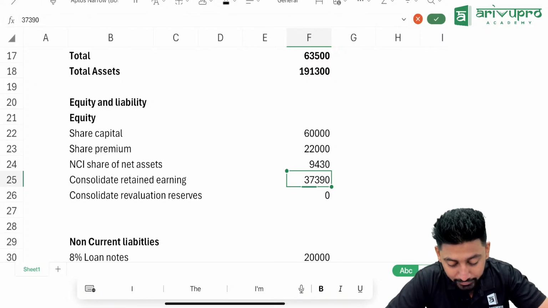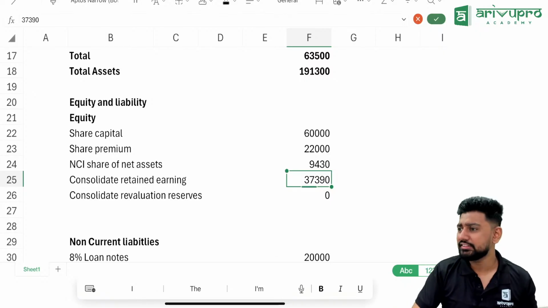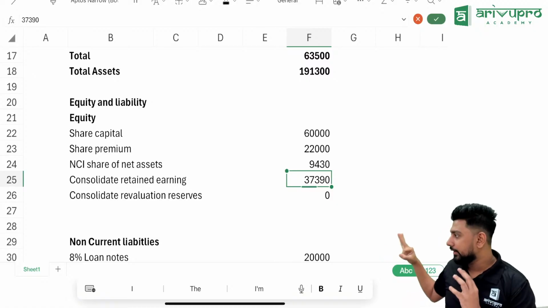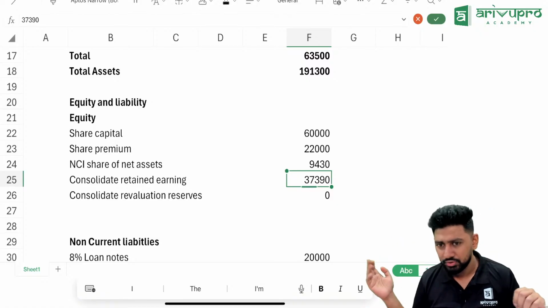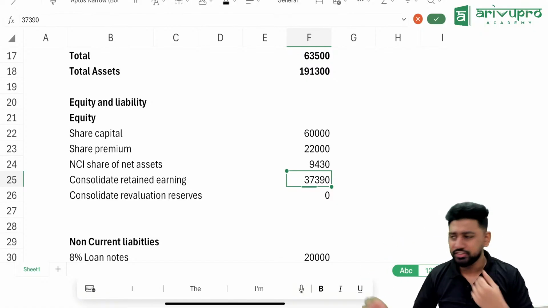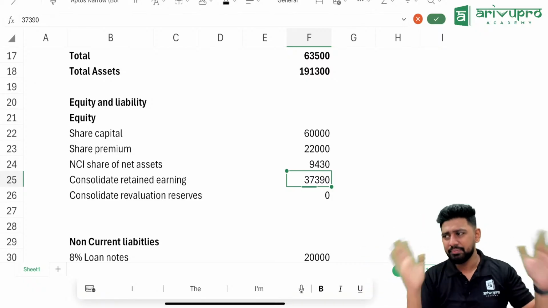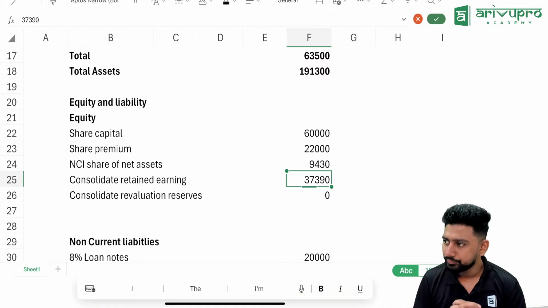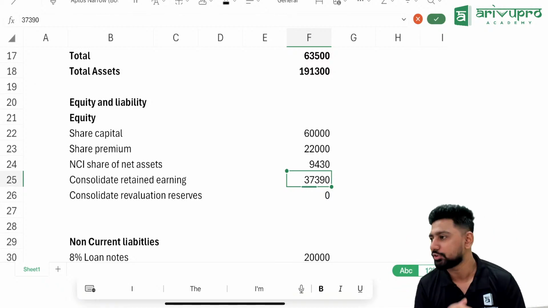Okay, let's go back. I've been getting messages saying, Zian, can you do a question with consolidated P&L with an associate? So today, I think she also requested, I've got messages, consolidated P&L with an associate. Yes, sir. Sir, with disposal. Disposal, sir, mainly. We'll do a disposal question also.